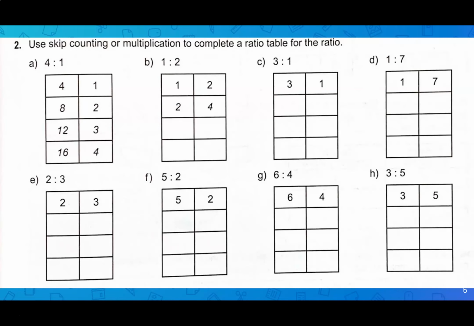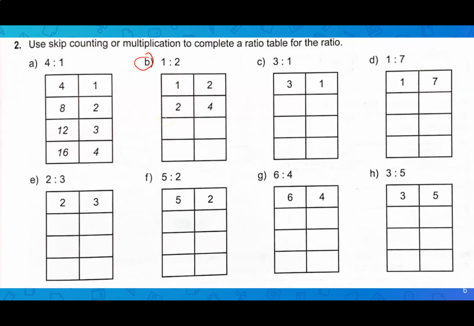Question 2 says, use skip counting or multiplication to complete a ratio table for the ratio. Let's try 2 of these together. I will do one with skip counting and another with multiplication. So, part B, let's try this one with skip counting. We can see that the first column is simply increasing by 1.